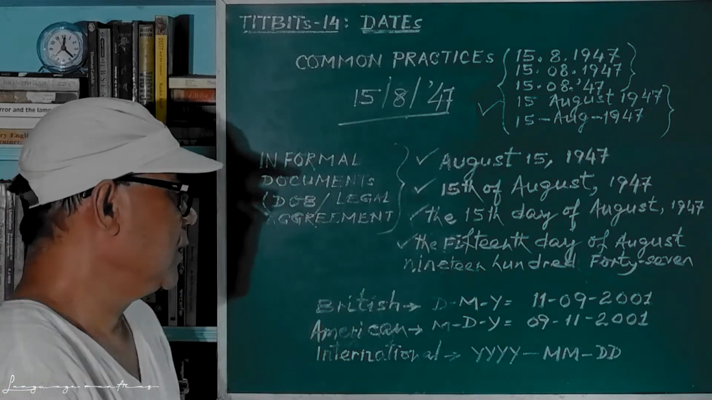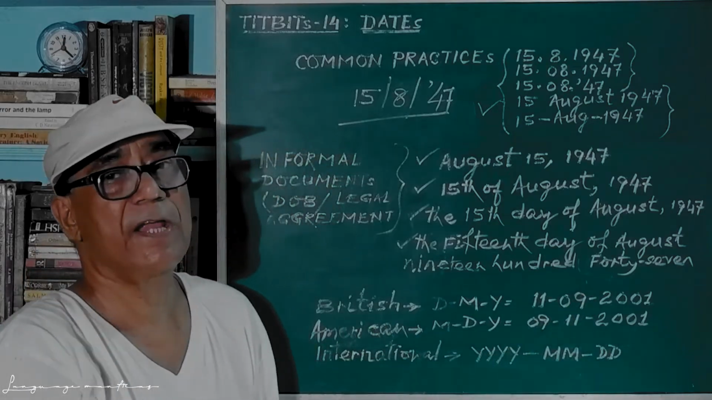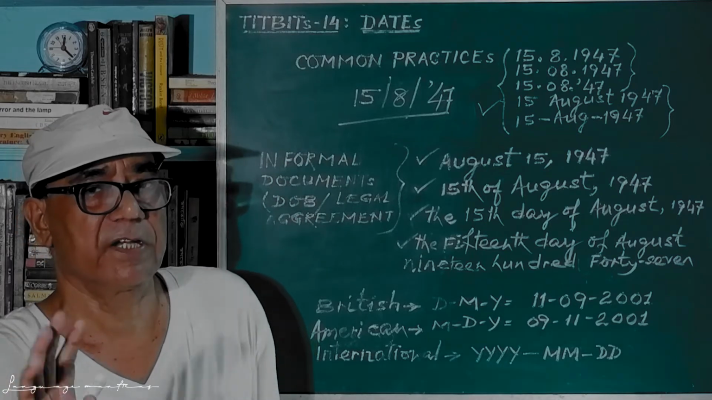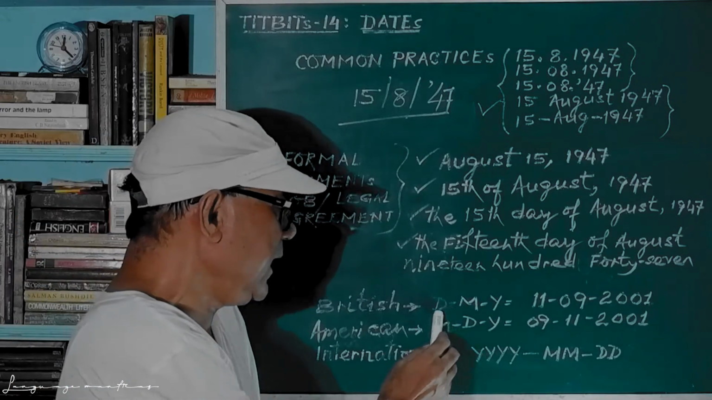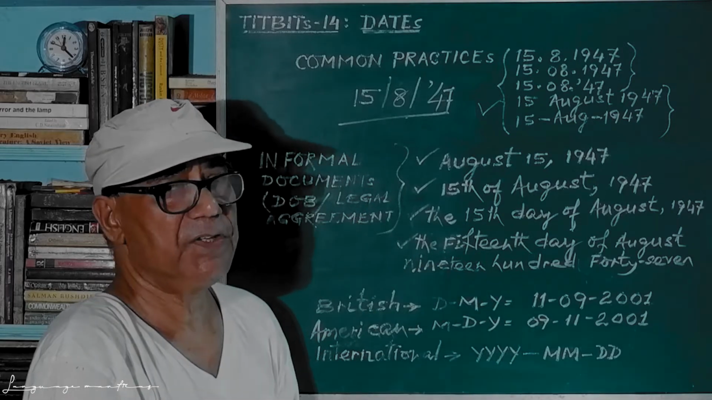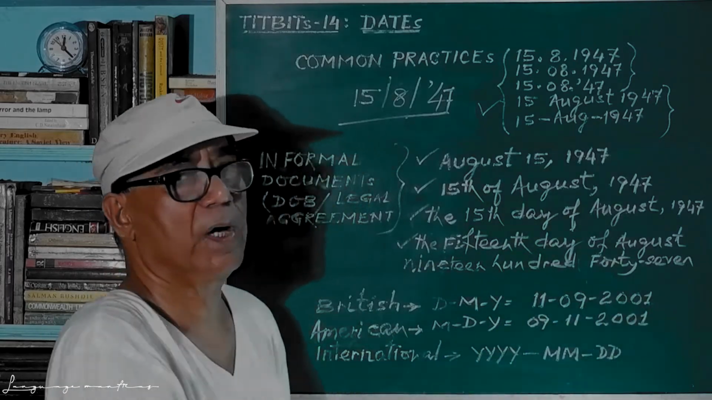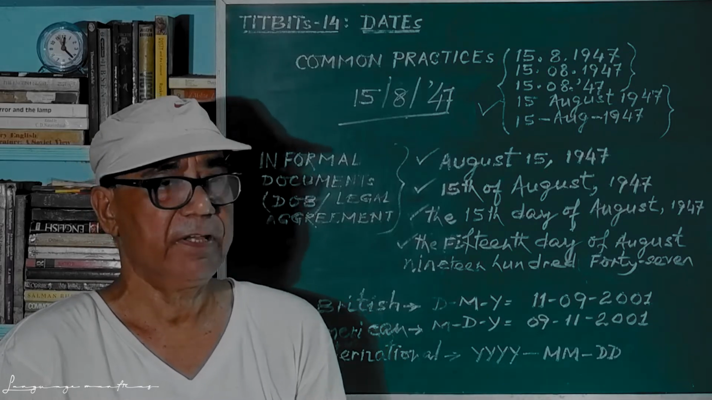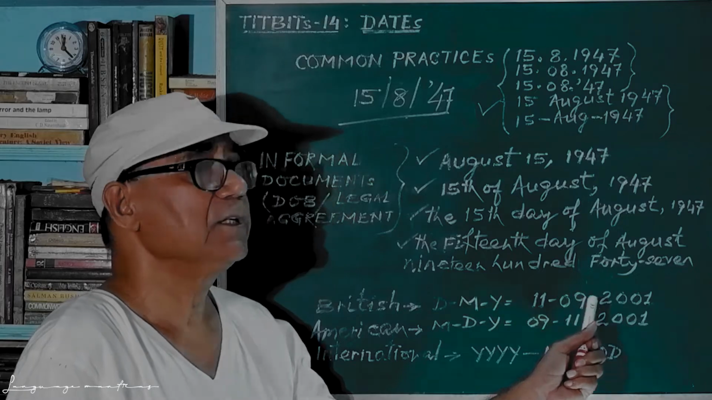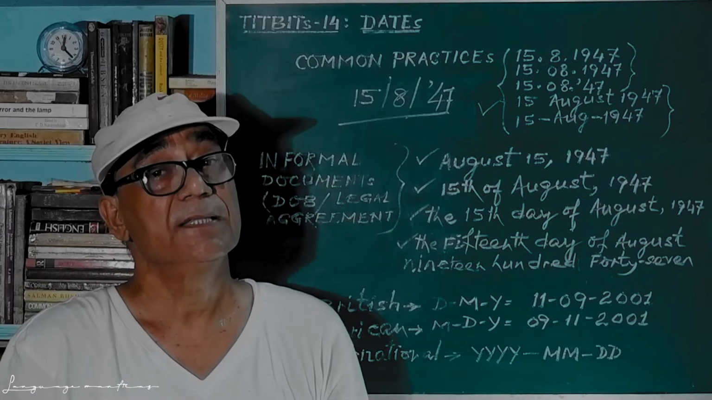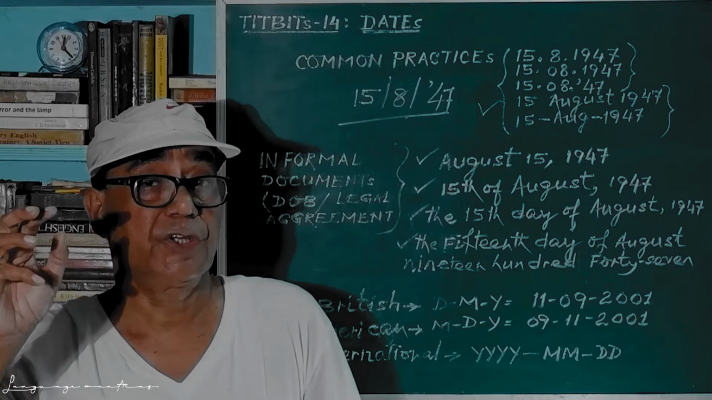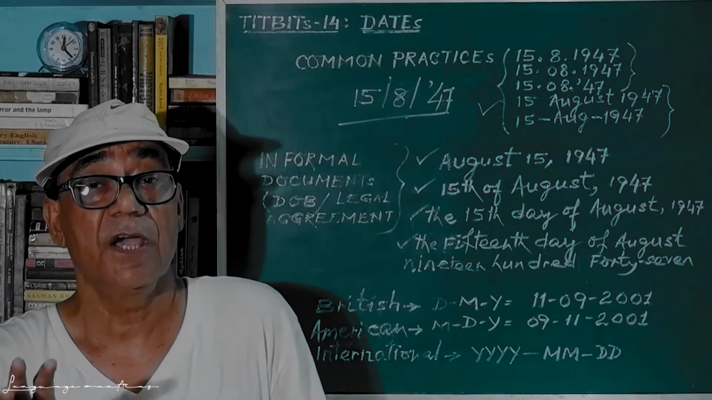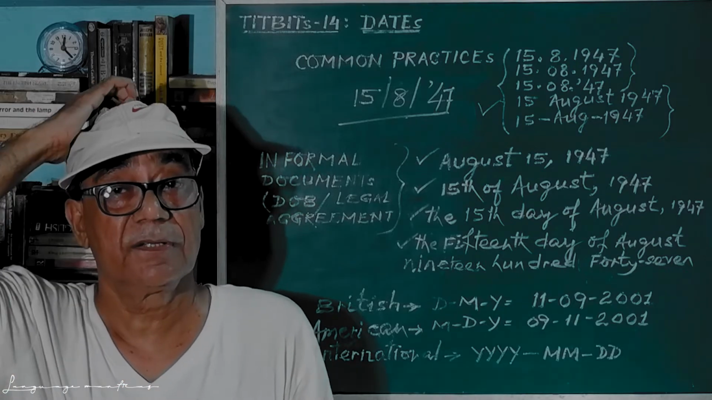There are areas. For example, the British way of writing dates and American way of writing dates are different. The Britishers use day, month, year. That means 11/9/2001. What is 11/9/2001? It's a date. 11th day of September 2001. That is the day on which the World Trade Center was destructed by a terrorist attack.